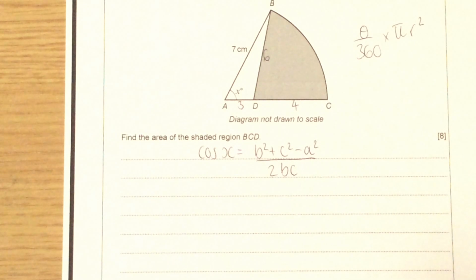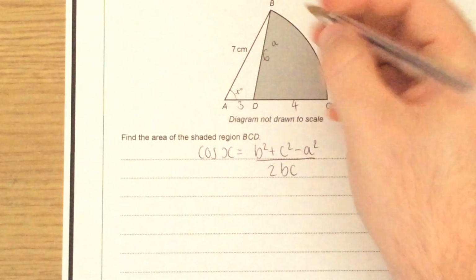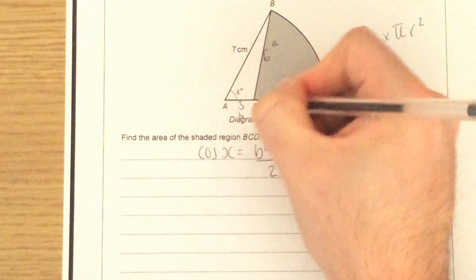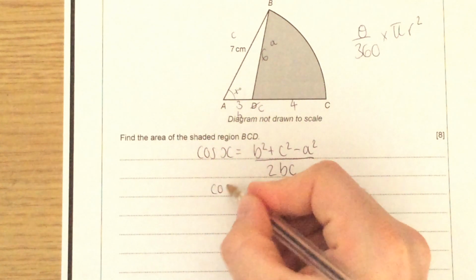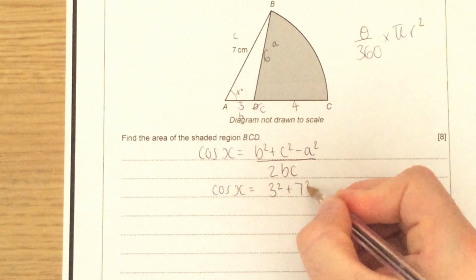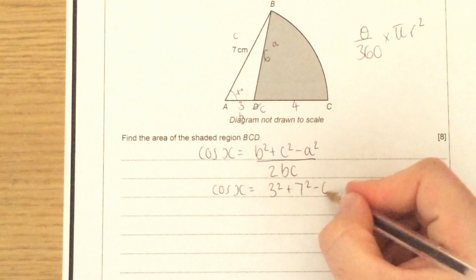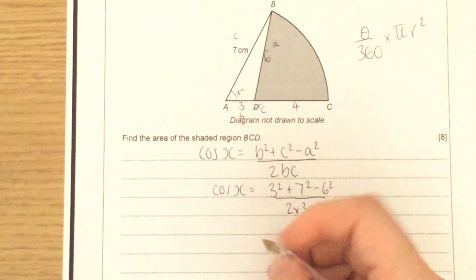Remember, they don't give you that in the paper, but they do give it to you in the form for a side, and you can rearrange it to get this. So x is at angle A, so this makes this A. B we can keep where it is, and we can rewrite that as c for this particular question. So I get that the cos of x is equal to 3 squared plus 7 squared minus 6 squared, all divided by 2 times 3 times 7.